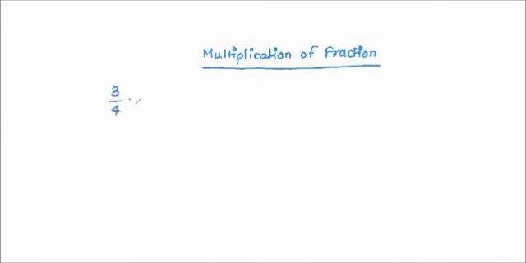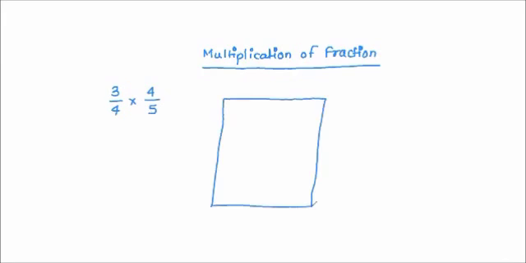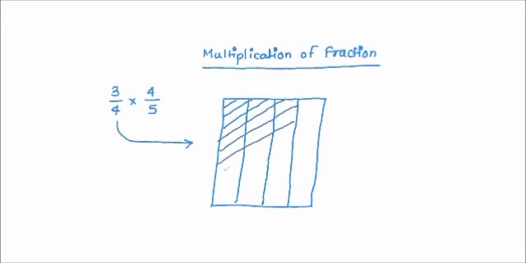3 upon 4 multiplied by 4 upon 5. So multiplication of a fraction by a fraction is actually, we successively divide the things. For example, now let's divide it as 3 upon 4. So for that, I need to do 4 parts. So I have made 4 parts, because I'm representing right now 3 upon 4. So for 3 upon 4, I will shade 3 parts. That shows 3 upon 4.